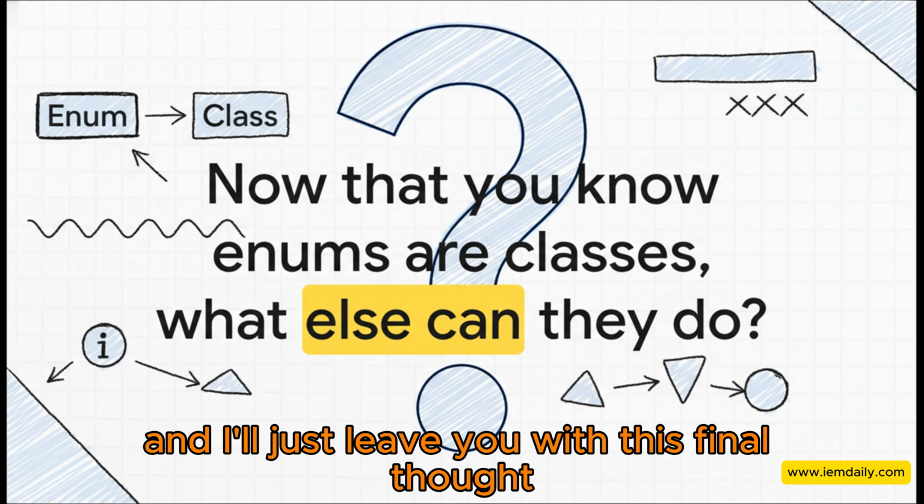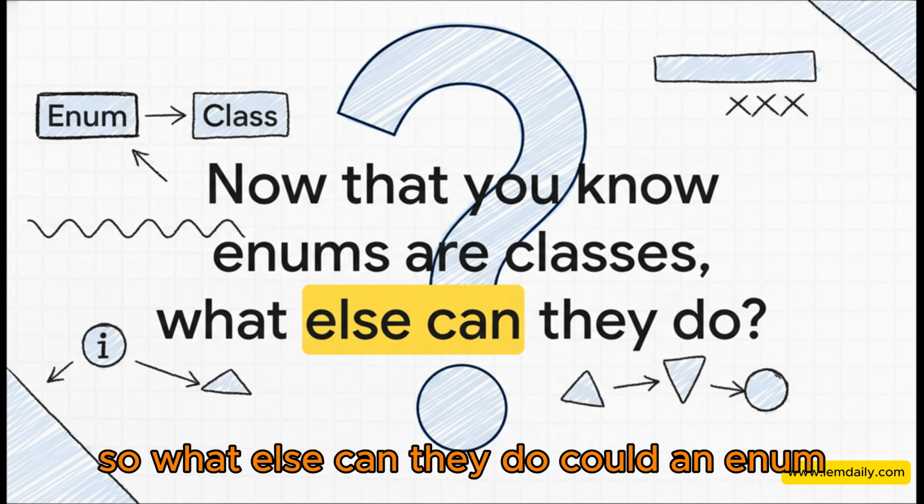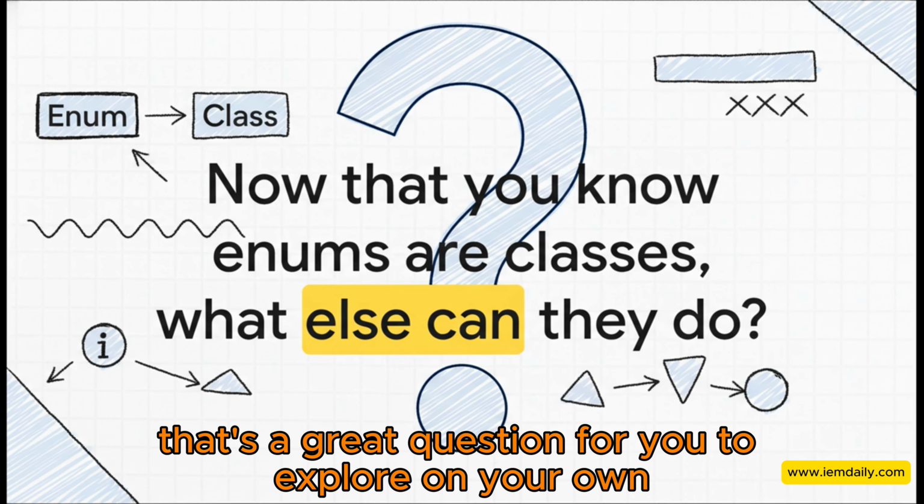And I'll just leave you with this final thought. We've clearly established that enums are way more class-like than they appear on the surface. So what else can they do? Could an enum, for instance, implement an interface? That's a great question for you to explore on your own.